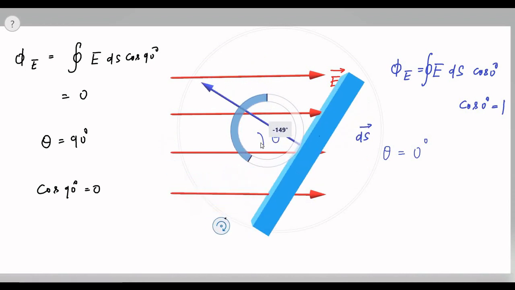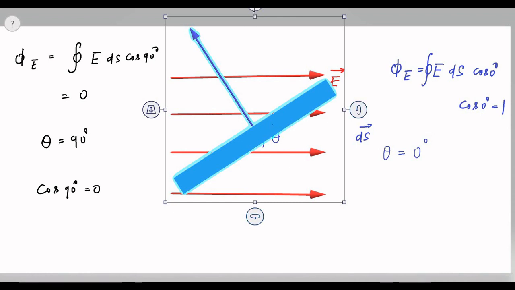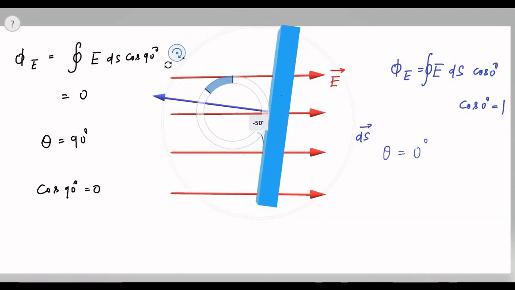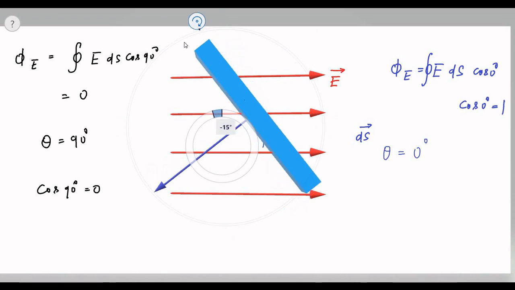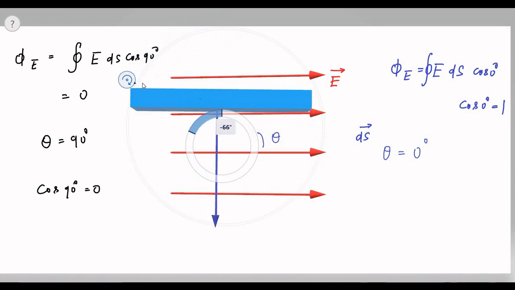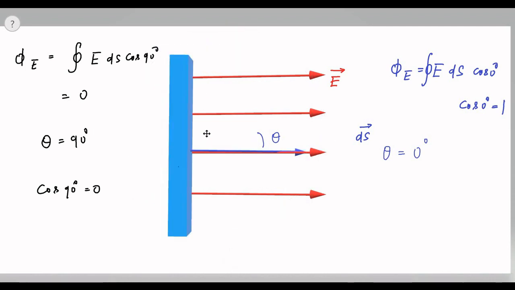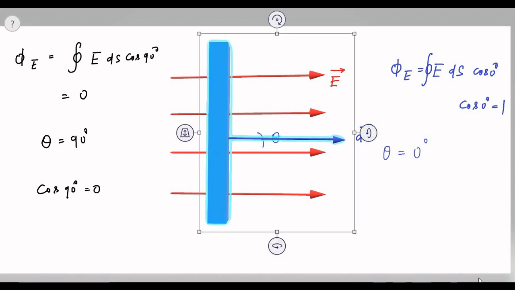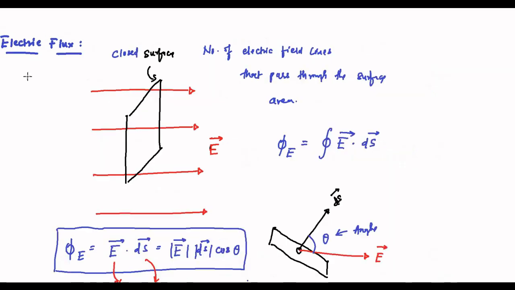Then again, when we start rotating in this direction, it is increasing, and then it will be maximum in this position. Then again it will start decreasing, and when it becomes 270 degree, in whichever direction you want to measure, it becomes 0, then again it starts increasing, and at 360 degree or 0 degree, again it is maximum. So this is the basic concept of electric flux which we have discussed.